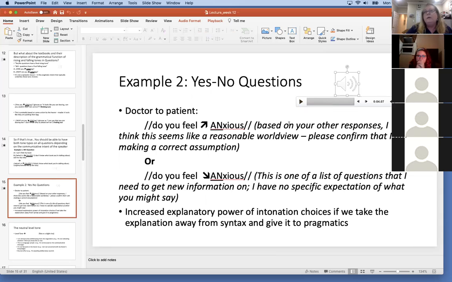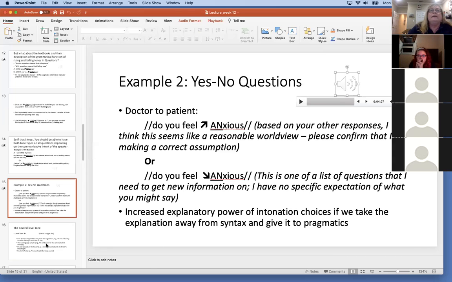Okay. So what we find is if we get away from the syntax and we look at the pragmatic assumptions underlying, then we've got a lot more power in terms of how we describe intonation choices. And they don't just stay with questions, they go with absolutely everything, right? And we can increase how we understand whether people use rising or falling tones, and what it is that they're assuming when they use a different tone choice.